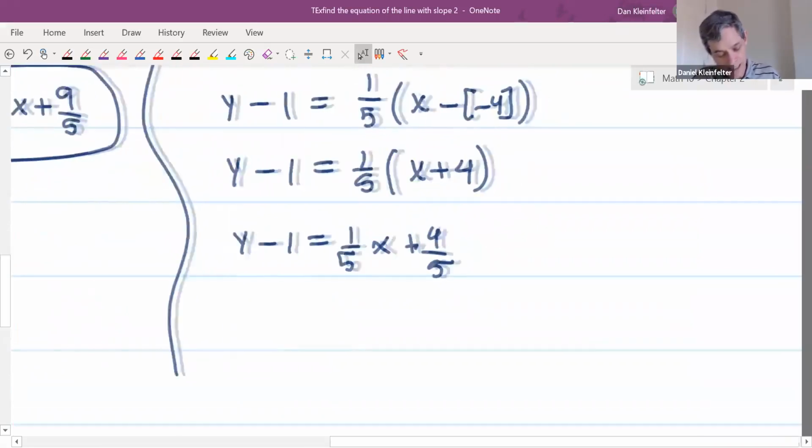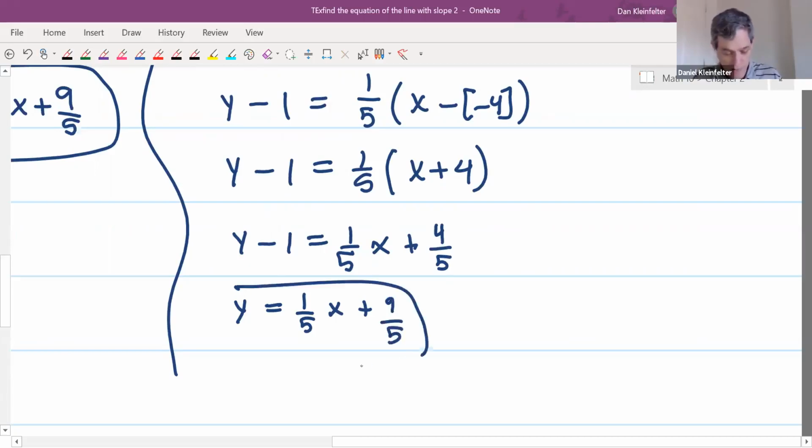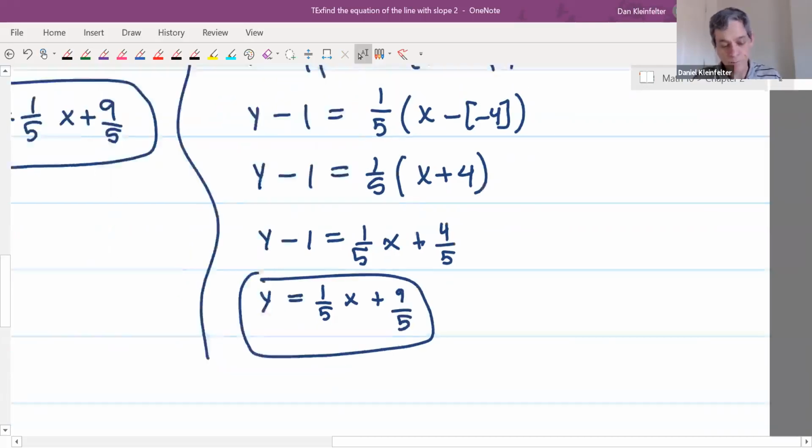And then lastly, let's just add 1 to both sides. So we have 1/5 x plus, and then we had 4 fifths, right? So 1 is 5 fifths. 5 fifths plus 4 fifths is 9 fifths. Okay, and that will do it.